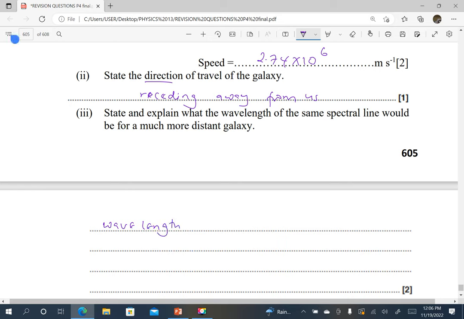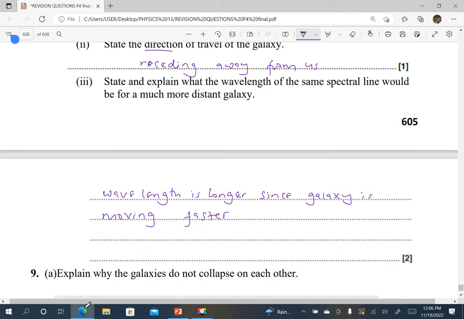Wavelength is longer since the galaxy is moving faster, because a more distant galaxy must be moving faster. And by the way, the spectral lines will be more intense. Okay, so the spectral lines will be more intense.